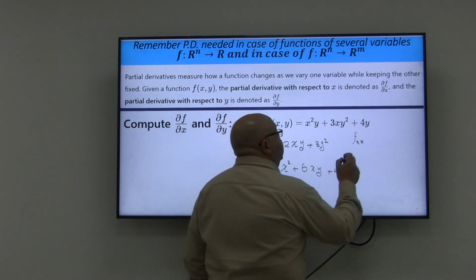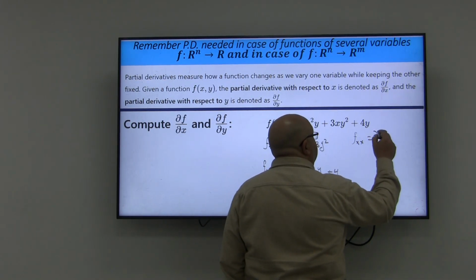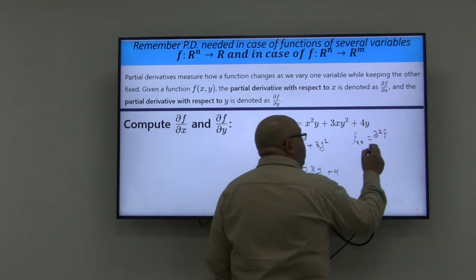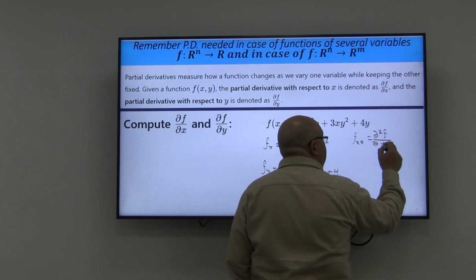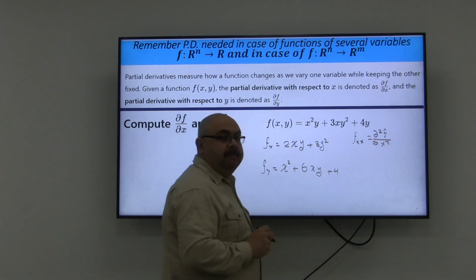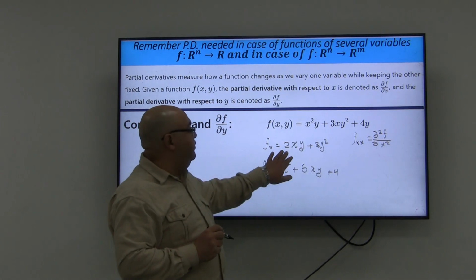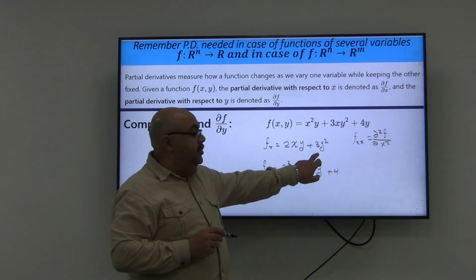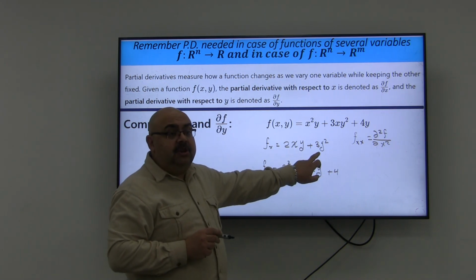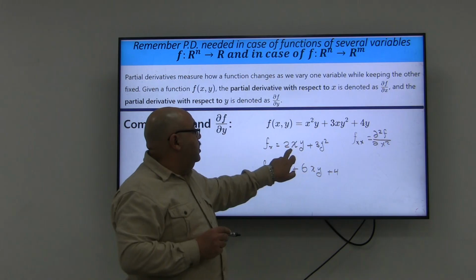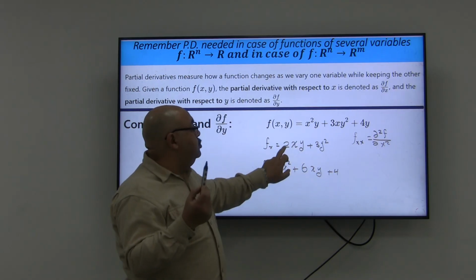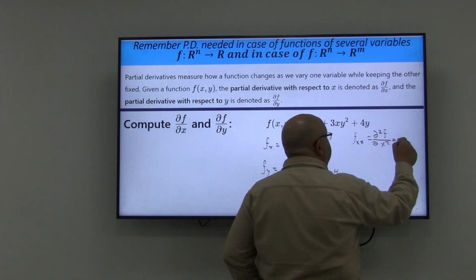Or it can be written this way, partial 2f, I will differentiate f 2 times with respect to x, which means I will differentiate the first derivative with respect to x. If this contains x, you see x here? 0. If this contains x, the derivative of x is equal to 1 times 2y. So it's going to be simply 2y.